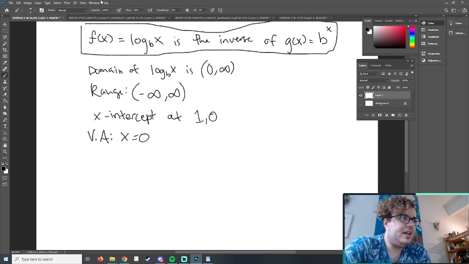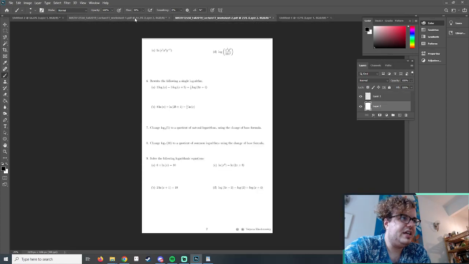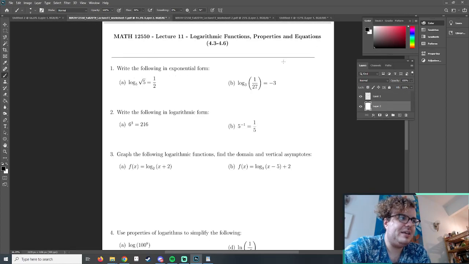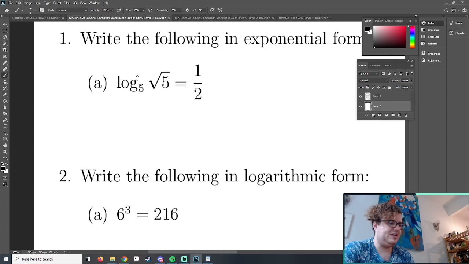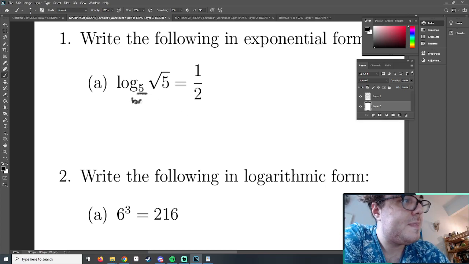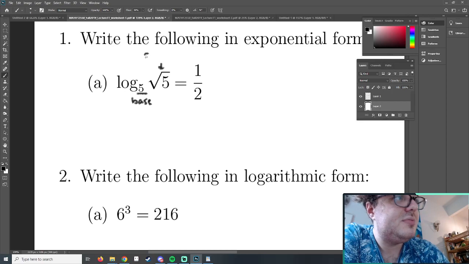Now, looking at our worksheet, they ask us to write the following in exponential form. Log base 5 of the square root of 5 is 1/2. So when they say to switch to exponential form, what they're saying is we defined logarithms based on exponentials, right? Log base b of a equals x is the same as b to the x equals a. So just convert this back into that b to the x equals a form. Remember, this number we call the base. This is called the argument, which is the number that's being plugged in. Sometimes you'll see it written with or without parentheses, but it's always the same size as the logarithm here.